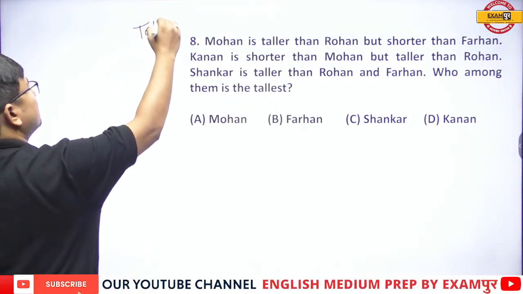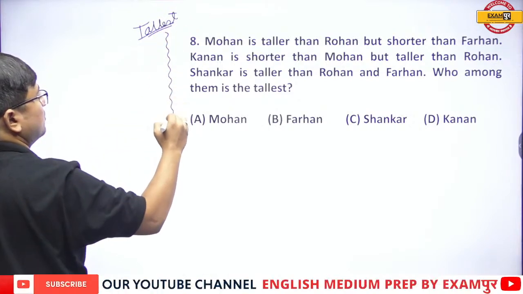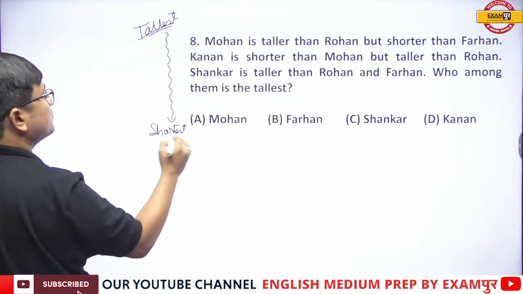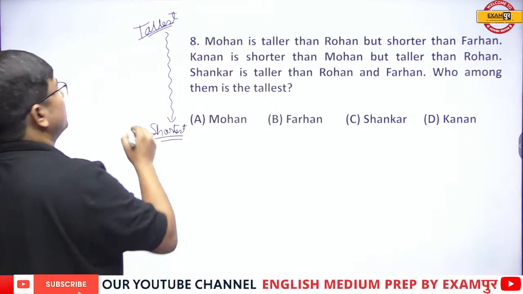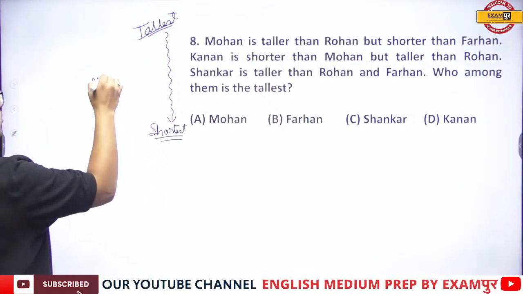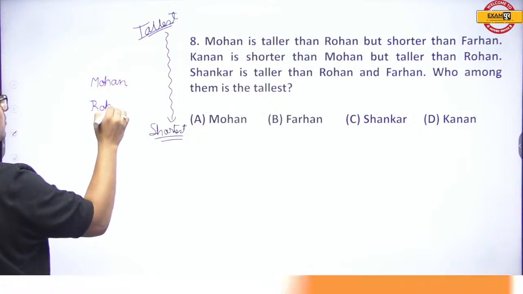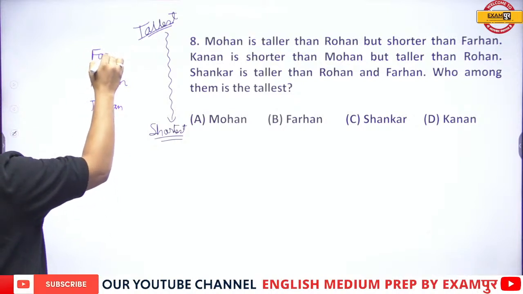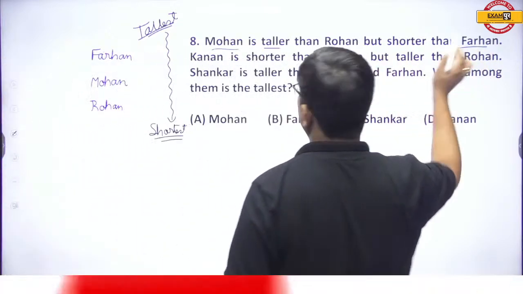Tallest person will be at the top and shortest person will be at the bottom. So now the question over here is telling: Mohan is taller than Rohan but shorter than Farhan. Okay. Mohan is taller than Rohan but shorter than Farhan.